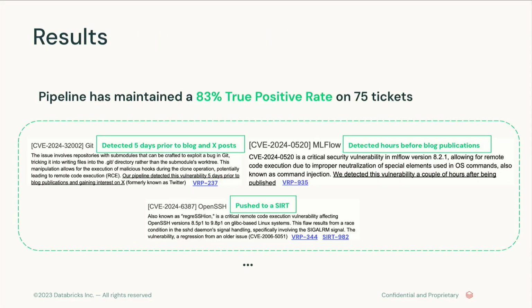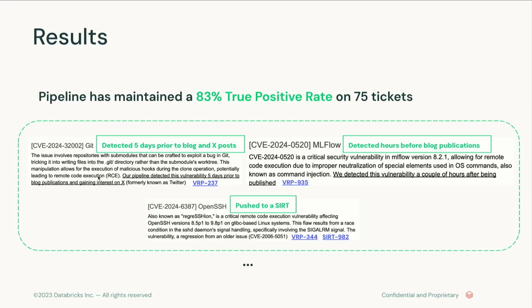So we backtested this on 75 tickets, and we saw that the pipeline had an 83% true positive rate. For some of these CVEs, as you can see, we were able to detect them 5 days prior to the blog, and it became very popular 5 days after we detected it. People started talking about it, it's a Git vulnerability.